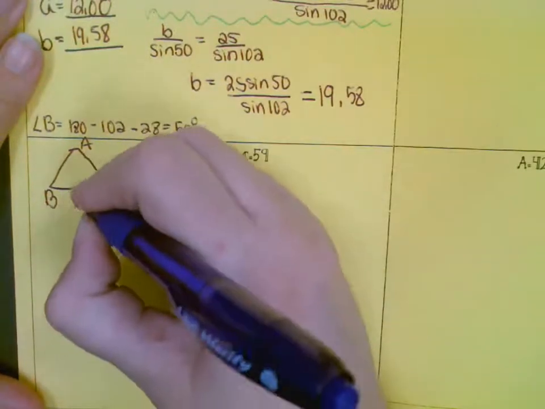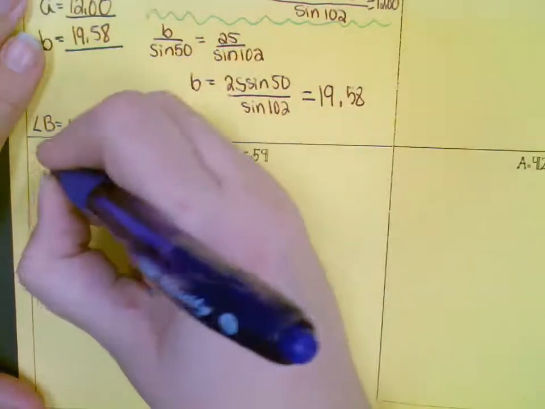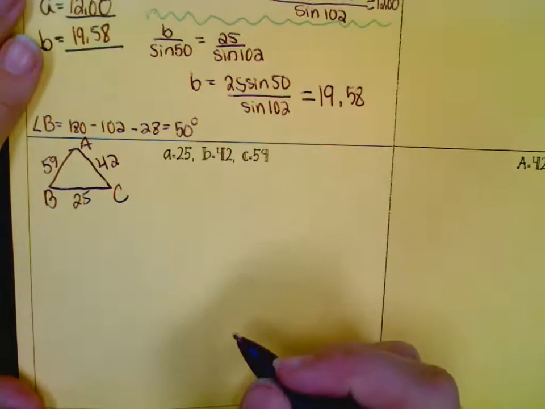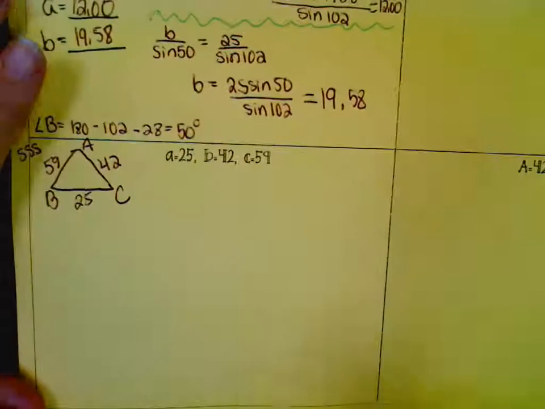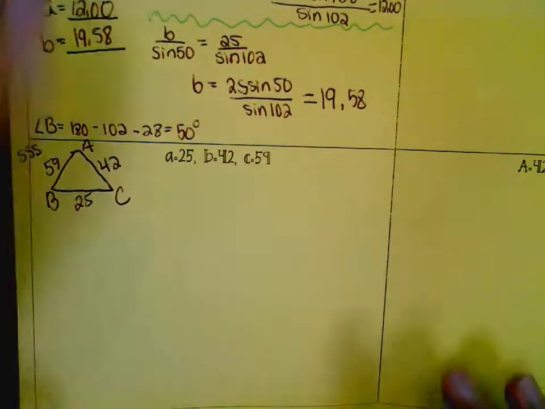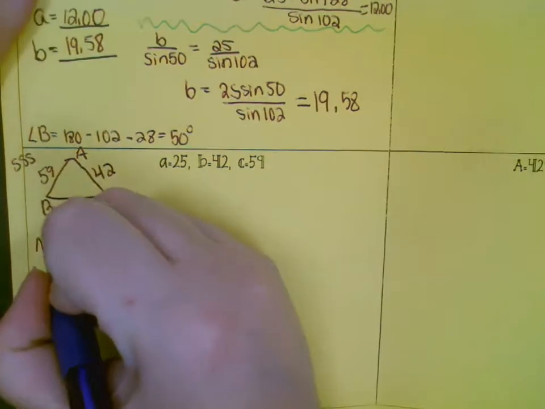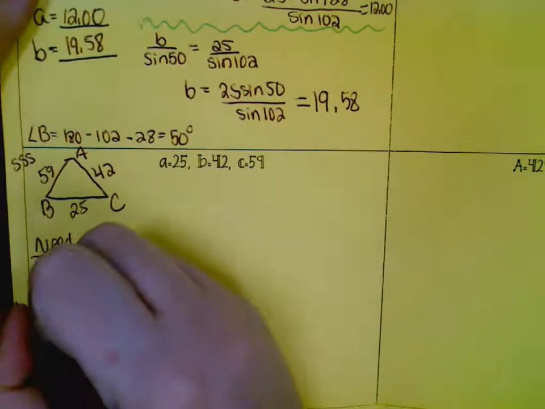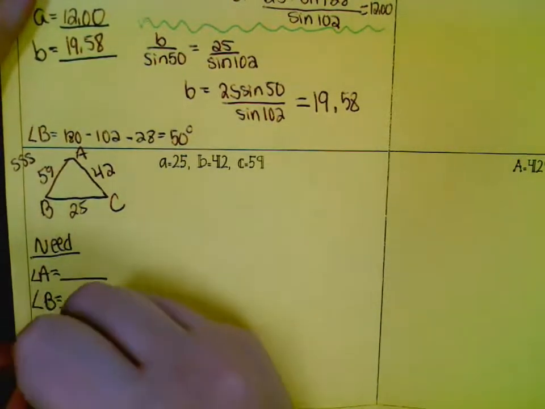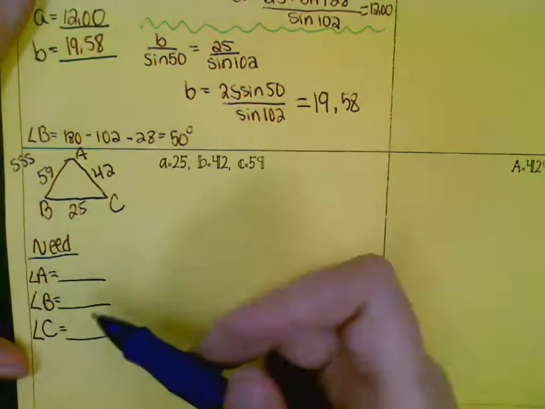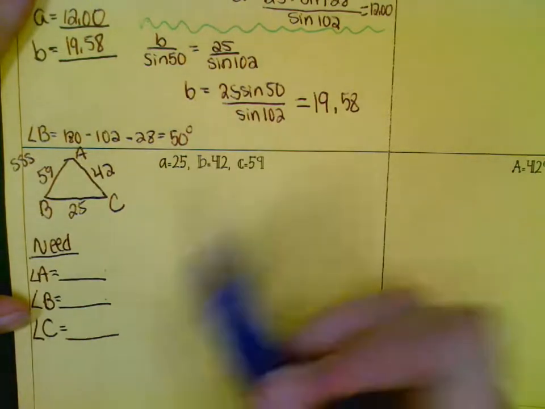So A is 25, B is 42, and C is 59. So what do we have in this picture? Very good. We have side, side, side. So what formulas do we use? Very good, the law of cosines. So let's make our list of the things that we need to find, which are all of our angles: angle A, angle B, and angle C. Once I have two, then I can just subtract from 180 to get the third one.